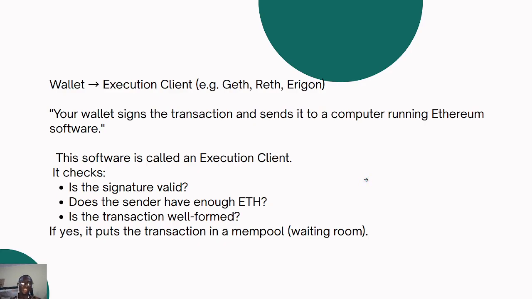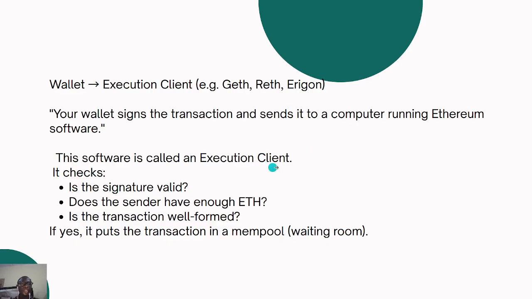Now look at this. Alice wants to send 1 ETH to Bob. Alice has a wallet, so all the transactions she's doing actually start from her wallet. The wallet now has access to the execution client. Are we together? I know we're together. Your wallet signs a transaction and sends it to a computer running Ethereum software. I'm starting this way so that we can understand the context.